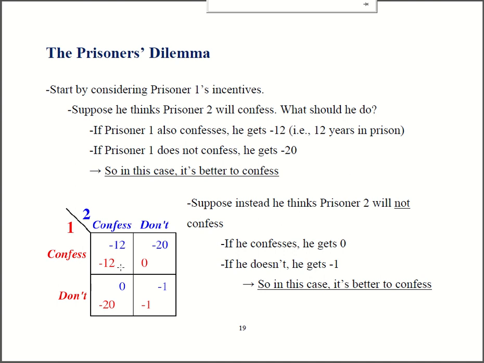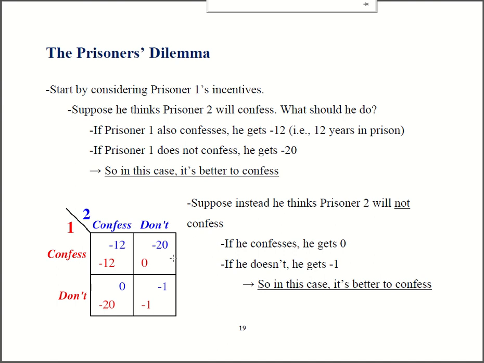So that's one possibility. Now let's talk about the other one. What if I think that my partner, prisoner 2, is going to not confess? Maybe I think he's going to stay loyal to me. What should I do in that case?